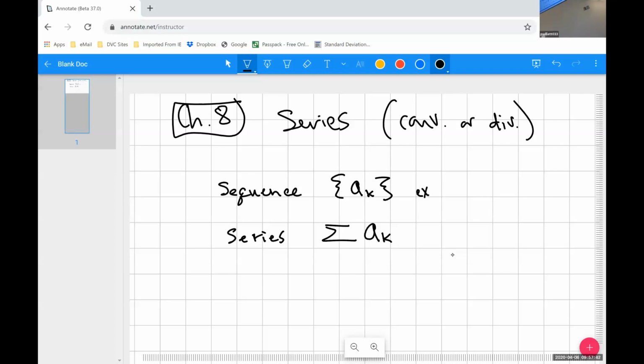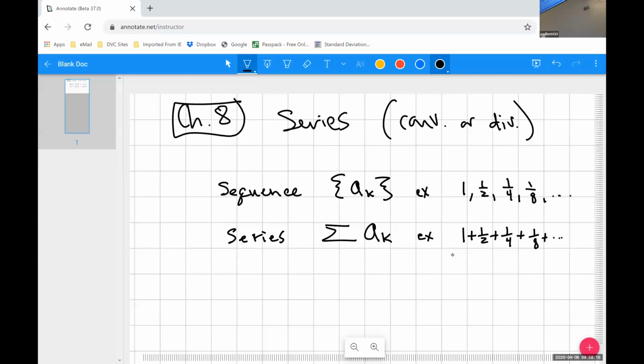So an example might be 1, 1/2, 1/4, 1/8. That would be an example of a sequence. And then the example, if we turn that into a series, would be 1 plus 1/2, etc. And so in each of these examples I've given, these are an infinite sequence and an infinite series.